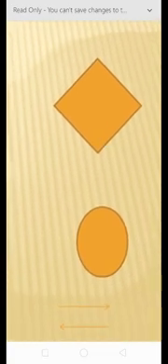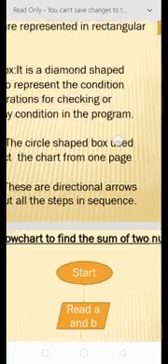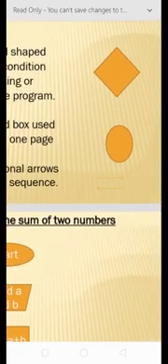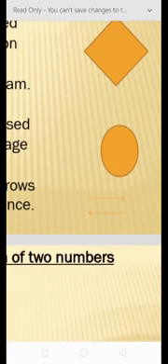The next box is called the decision box. This is diamond in shape and it is used in the flowchart to represent any condition. The next one is the circle shaped box, which is called the connector. It is used to connect the flowchart from one page to another, or one part of the flowchart with another part.